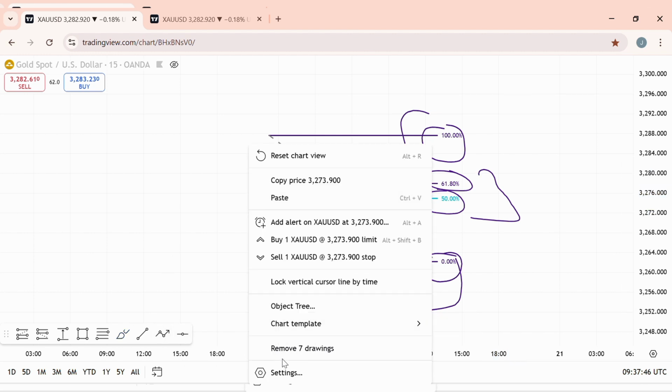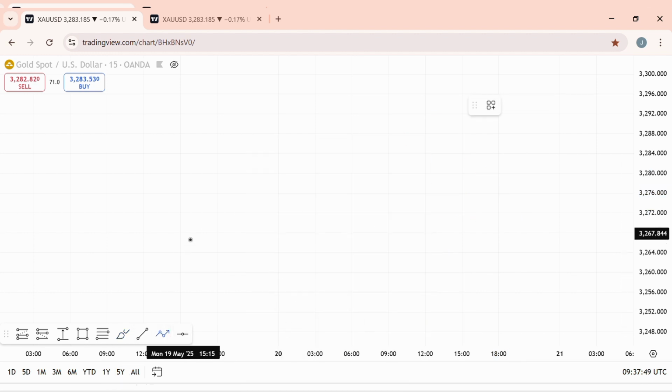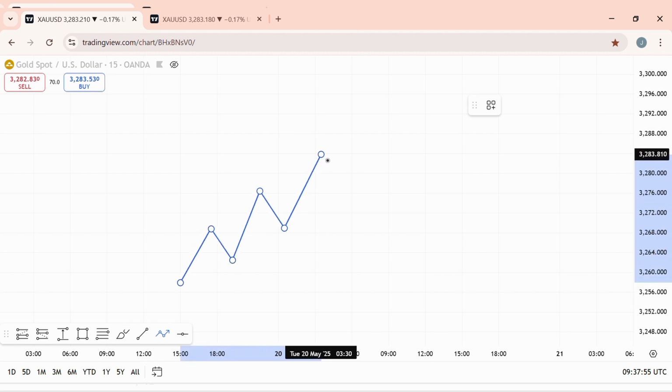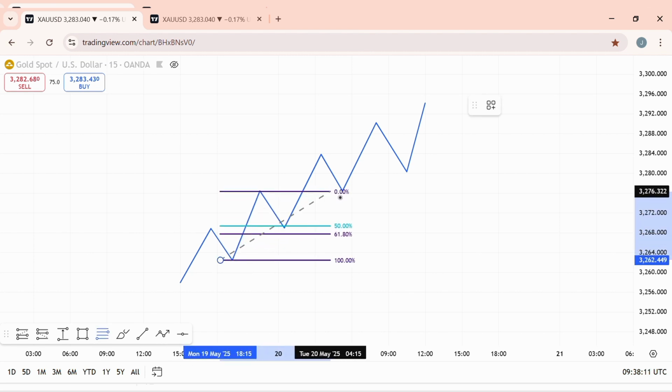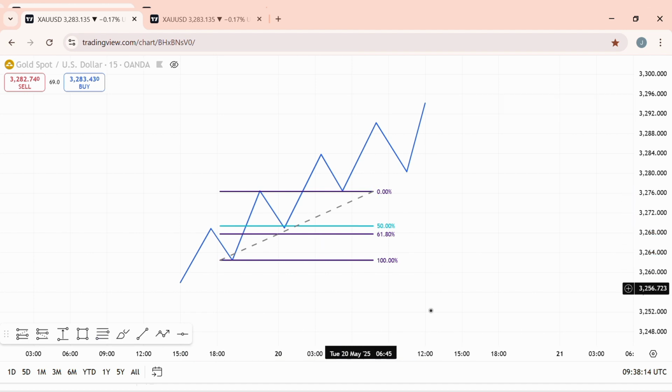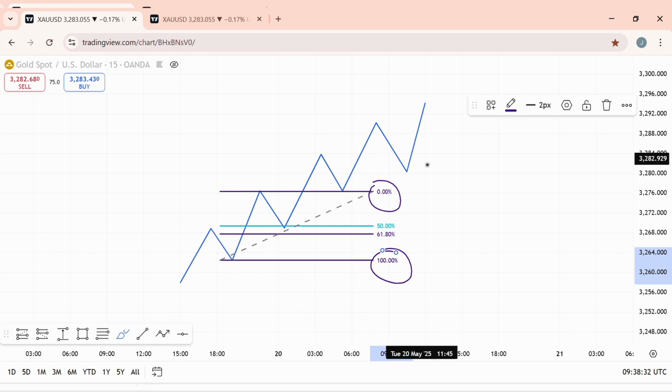So in an uptrend market, let's draw an uptrend structure. It will look like this. This is an uptrend market. If you want to draw your Fibonacci tool to catch these retracements, you will draw it this way. The 0% will be above if it's an uptrend, like in this case, and 100% will be below. As I said, 0% will be on the upper part and 100% on the lower part for an uptrend market.